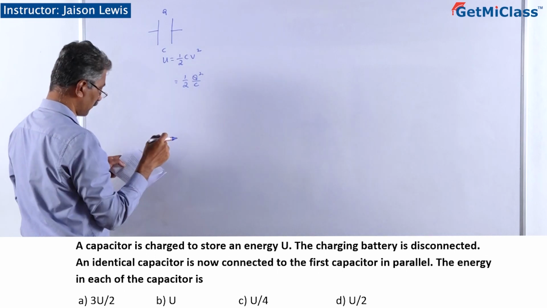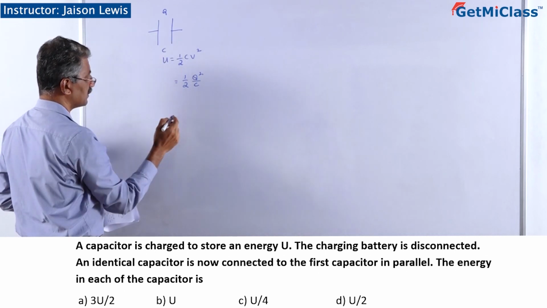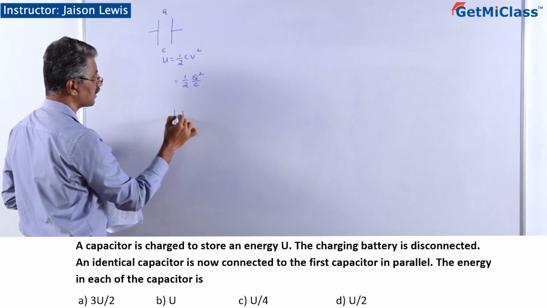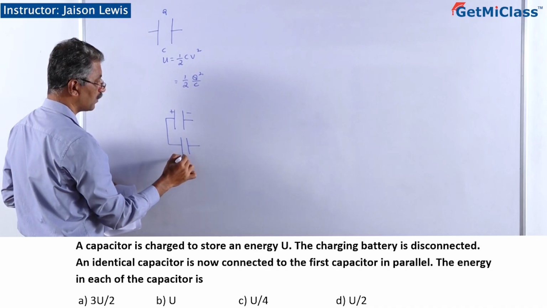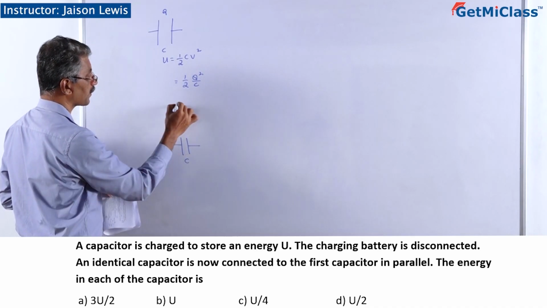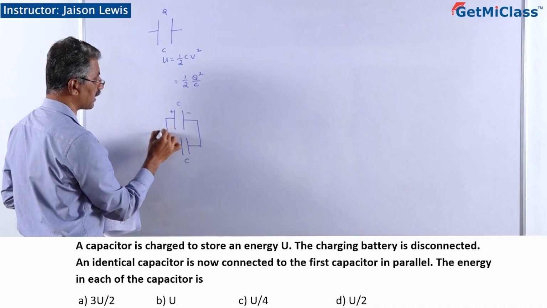The second part is given. The battery is disconnected, and the first capacitor is having some charge. It is connected to one more identical capacitor which is uncharged, and is connected in parallel.